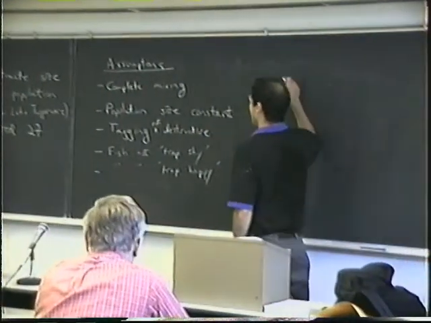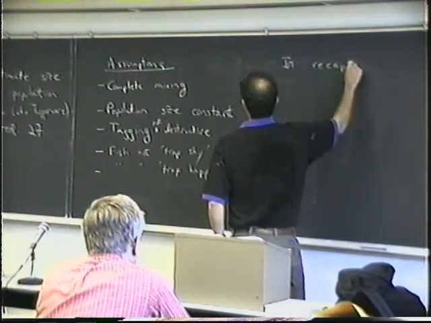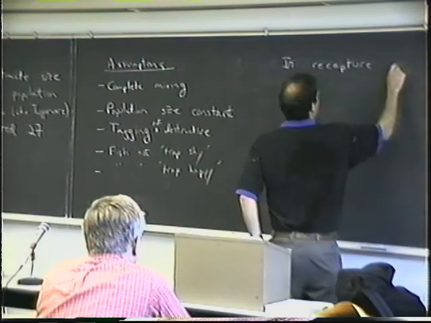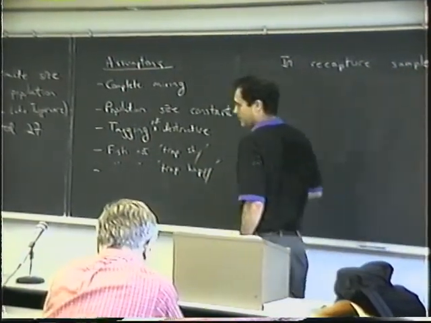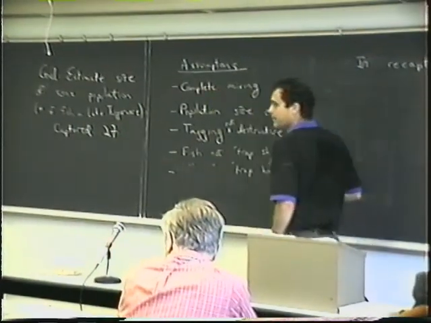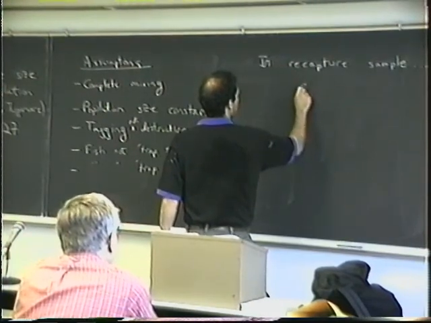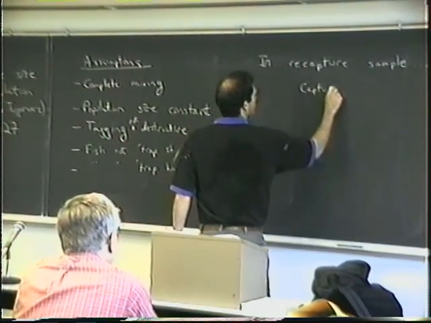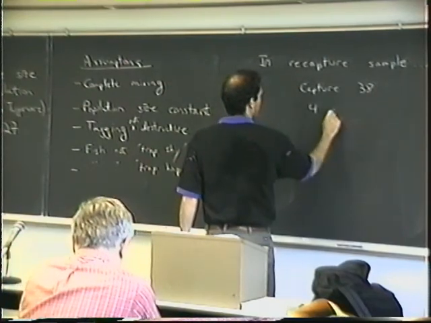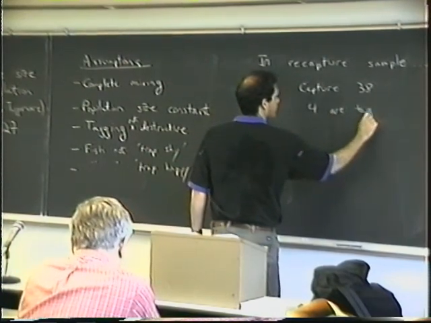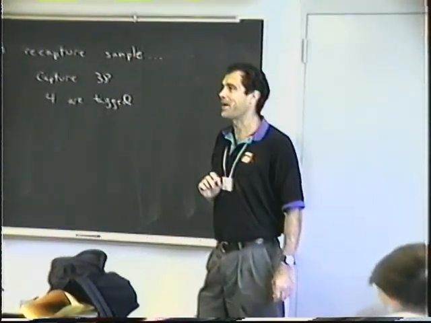So in our recapture sample, 34 not tagged, okay. 4 tagged. So in our recaptured sample, we captured 38, of which 4 are tagged. How do we use that to estimate the population now?